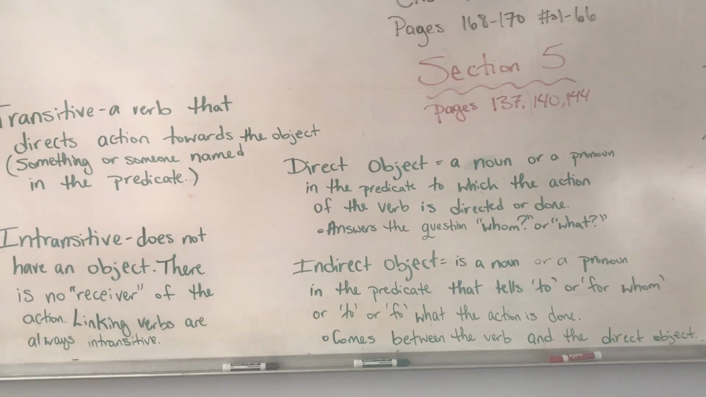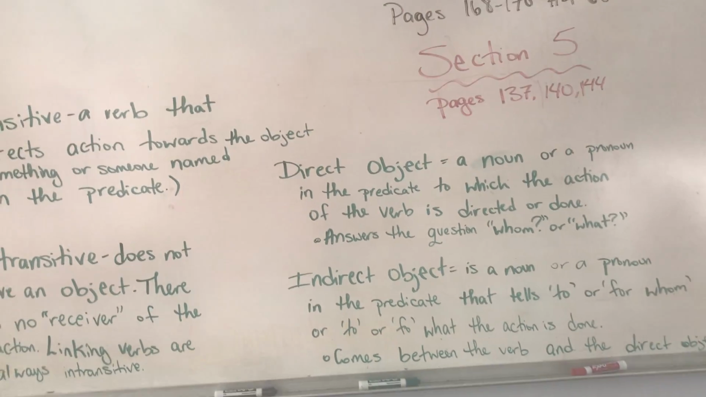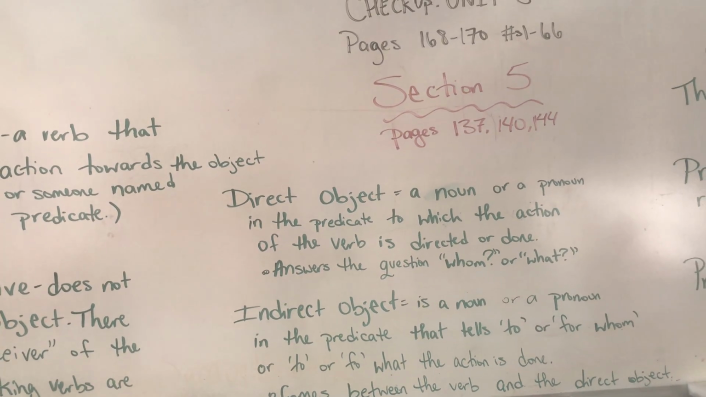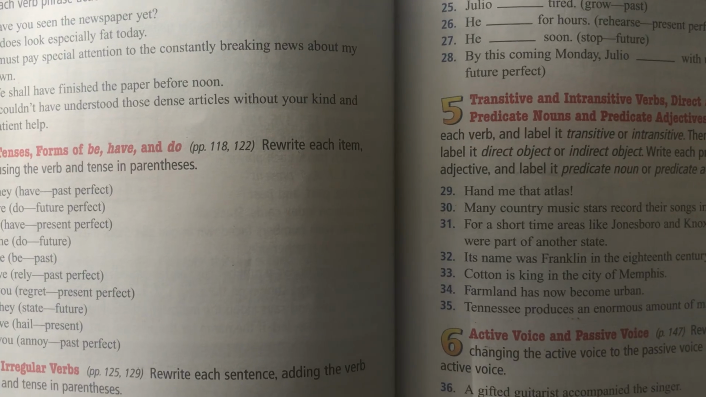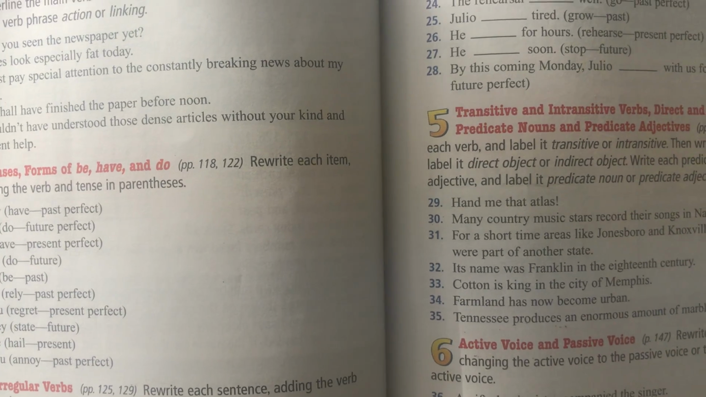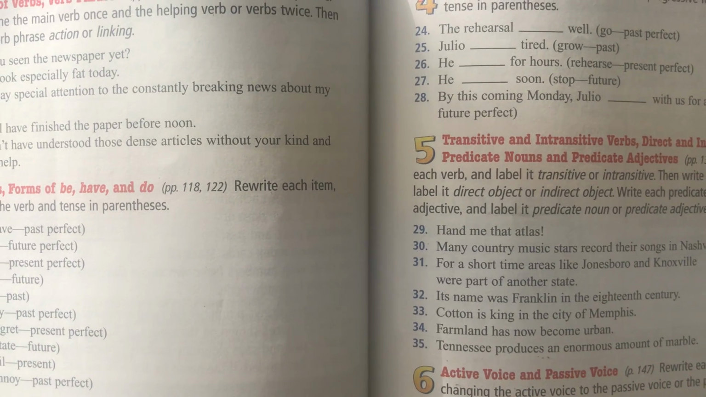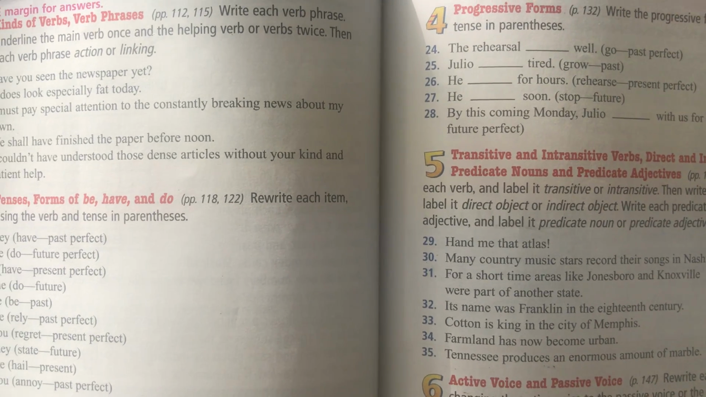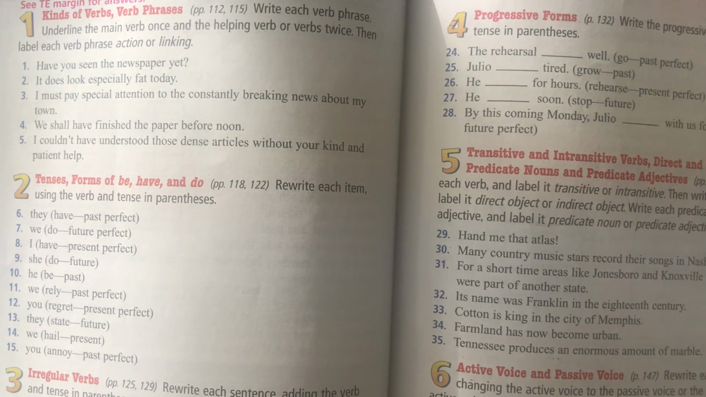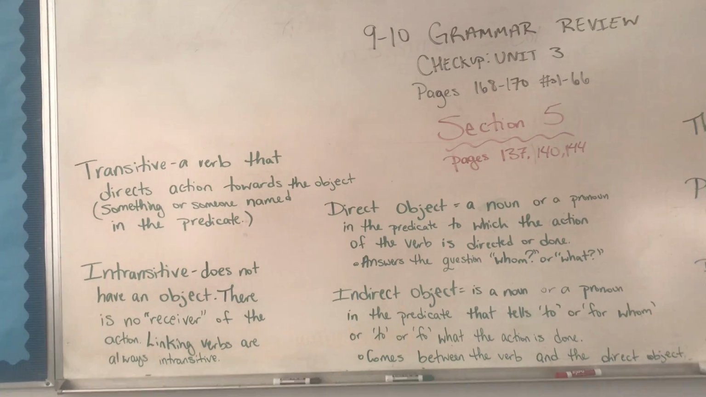So it's hand me that atlas. So if you guys remember your kinds of sentences, which we talked about in Unit 1, remember, this is an imperative sentence. So an imperative sentence makes a demand or makes a request. So the implied subject of this sentence is you. So in parentheses, if you were looking for the subject, it's you. Hand me that atlas. So the subject of the sentence is you.